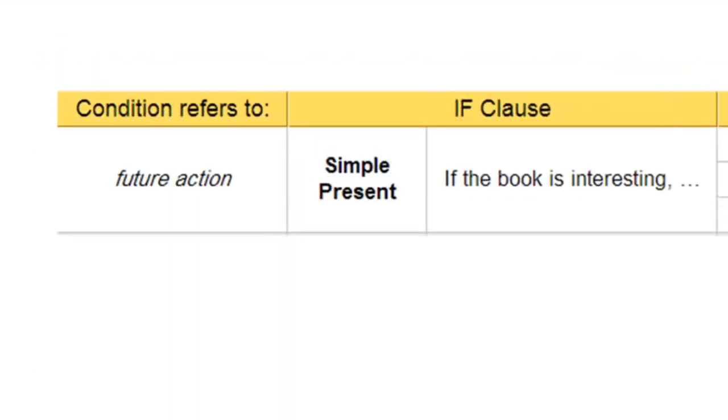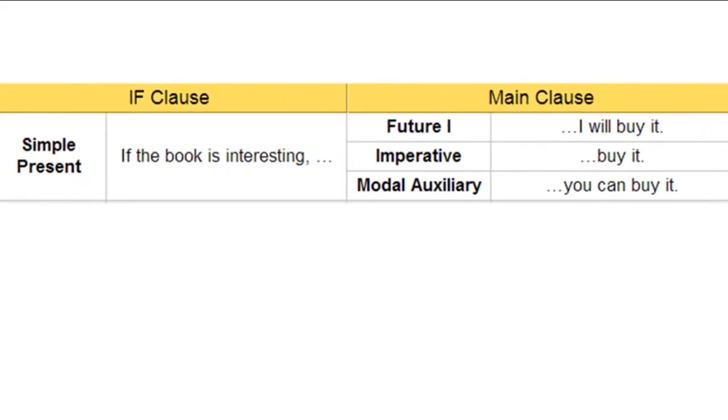If I'm talking about a future action, I use the simple present in the if clause, and I can use in the main clause future simple or imperative or a modal auxiliary. If the book is interesting, I will buy it, or buy it, or you can buy it.